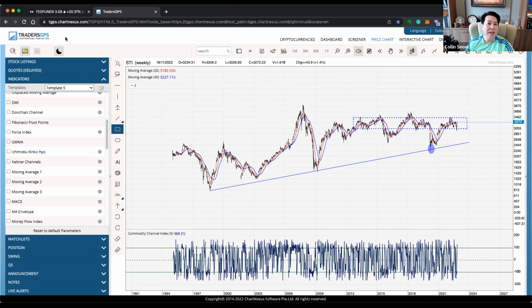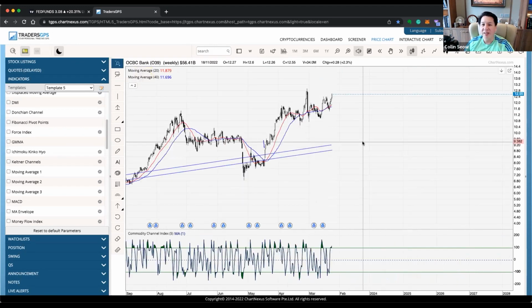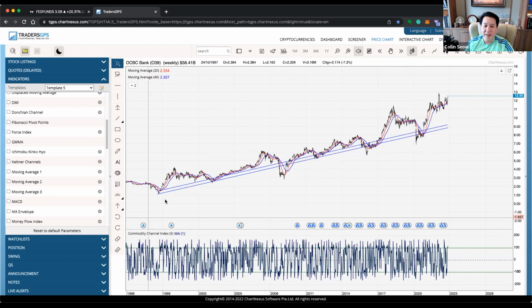Is buying banks better than the STI ETF itself? Banks, you need to choose. In general, yes. In general, yes. You can see, right, that you see banks, right? This is like the recent high of the banks.